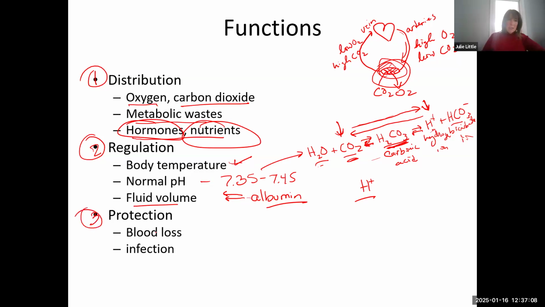And last but not least, protection. Our blood protects us against blood loss just by having platelets that help plug up the hole and start the whole process called coagulation. And then infection. Our blood protects us through our leukocytes, white blood cells, from infection. So those are the three main functions of our blood.